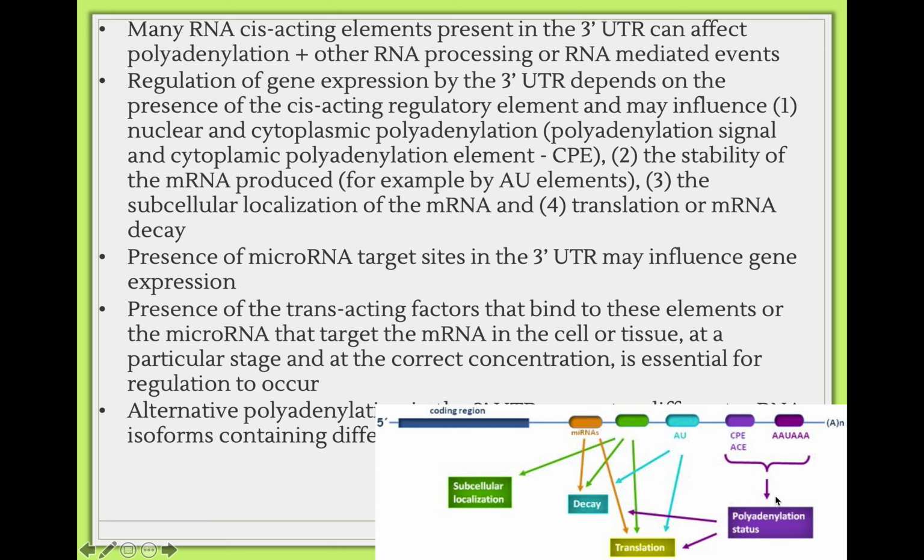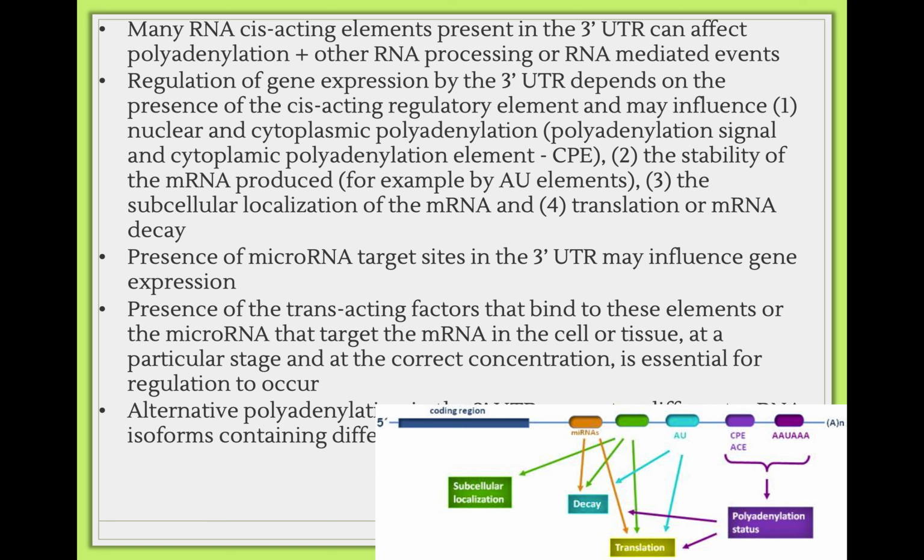Many RNA cis-acting elements are usually present at the 3' UTR, and this can affect polyadenylation or other RNA processing or RNA-mediated events. So regulation of gene expression at the 3' UTR depends on the presence of cis-acting regulatory elements and may influence four of these things, or sometimes all of them, or a combination. Nuclear and cytoplasmic polyadenylation, which is the polyadenylation signal and the cytoplasmic polyadenylation element, CPE. Stability of the mRNA produced, which we will cover again in a later part of this topic. The subcellular localization of the mRNA, and of course translation or mRNA decay.